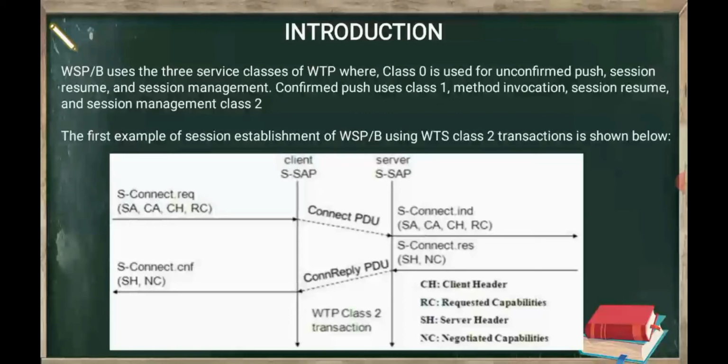WTP now transfers the reply or connection reply PDU back to the client. It is coming from the server side to the client side. The SConnect.cnf, CNF stands for confirmation. SConnect.cnf confirms the session establishment and includes the server header if present and the negotiated capabilities from the server. That is, its parameters are server header and negotiated capabilities. WSP/B includes several procedures to refuse a session or to abort a session establishment.